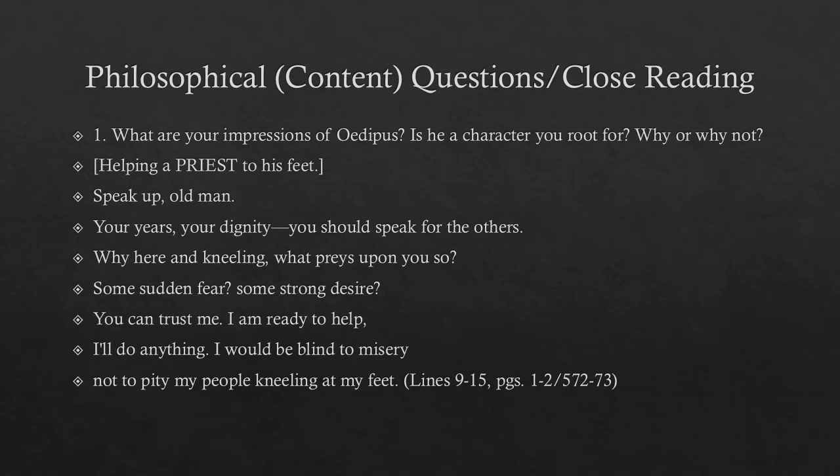So what I've just done is focus on specific words in this passage like trust, help, pity, kneeling at my feet. And I've used those words to say these words show that Oedipus is someone we respect and root for at the start of the text. That's my argument on this slide. So that's an example of using the words to support an argument. That's an example of close reading.